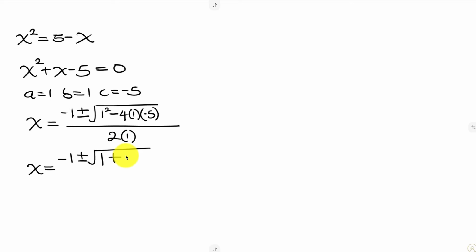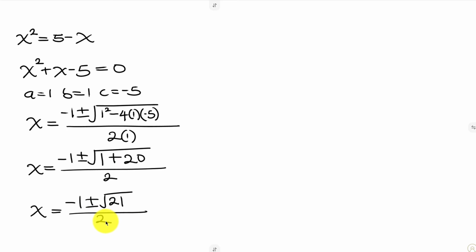4 times 1 times 5 is 20, all over, now we have 2 times 1 to be 2. So this simplifies into x equal to negative 1 plus or minus the square root of 1 plus 20 is 21, all over 2. Very good. So there are two values of x from here.